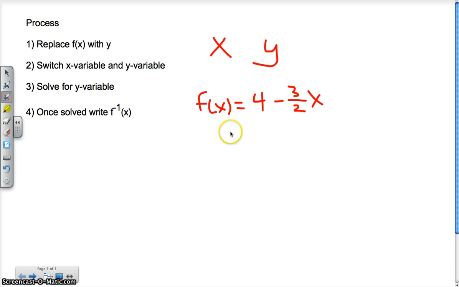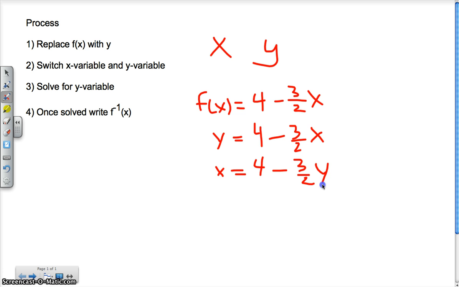One, you're just going to go ahead and replace f of x with y. They're the same thing. We've talked about this before, but f of x and y both just represent outputs. So I'm going to turn this into y equals 4 minus 3 over 2x. Now that we're at this stage, we need to switch the x and y variable. So I'm going to replace the y here with x, and rewrite my equation so that I have y in x's place. So I've just switched them.